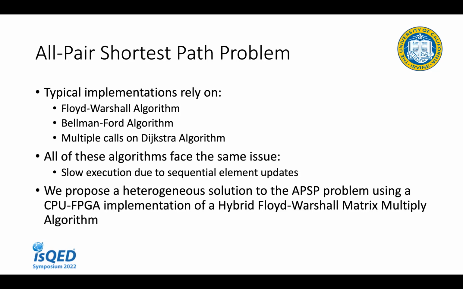All of these algorithms share a common problem, that is, they are very sequential, and any implementation will not be able to exploit hardware parallelism. Therefore, we propose a heterogeneous solution that involves using a CPU-FPGA system and using a hybrid Floyd-Warshall Matrix-Multiply algorithm to exploit hardware parallelism.